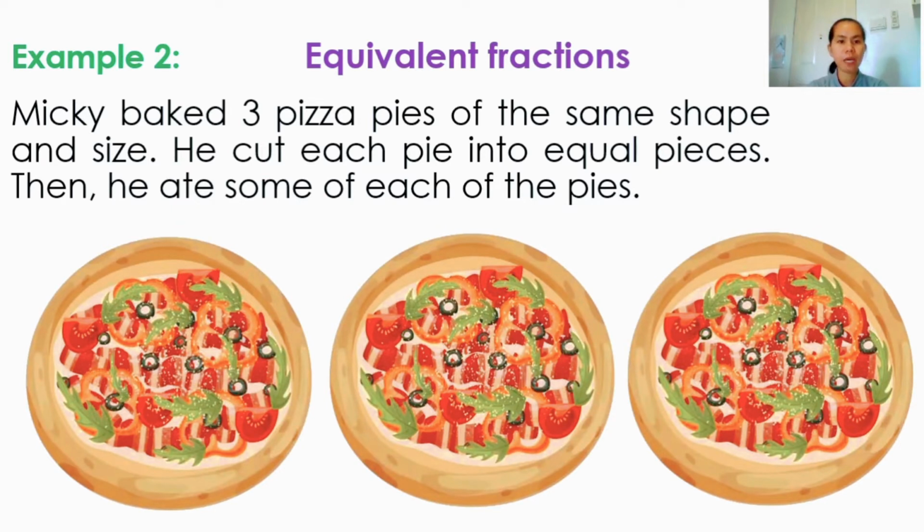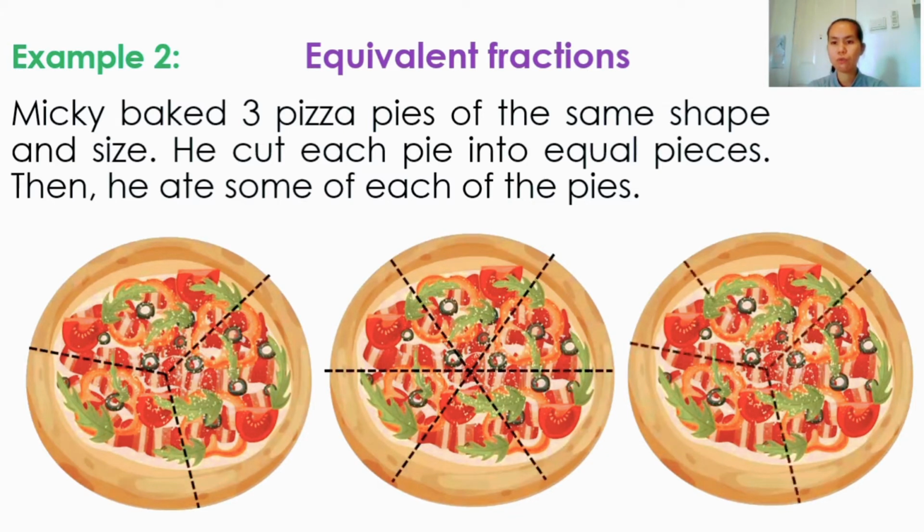For the first pie, he cut it into 3 equal pieces. On the second pie, he cut it into 6 equal pieces. 1, 2, 3, 4, 5, 6 equal pieces. And on the third pie, he cut it into 9 equal pieces. Let's count it. 1, 2, 3, 4, 5, 6, 7, 8, 9 equal pieces.